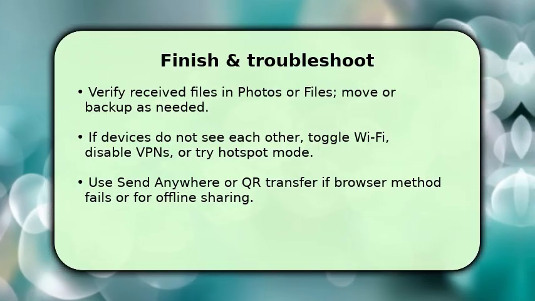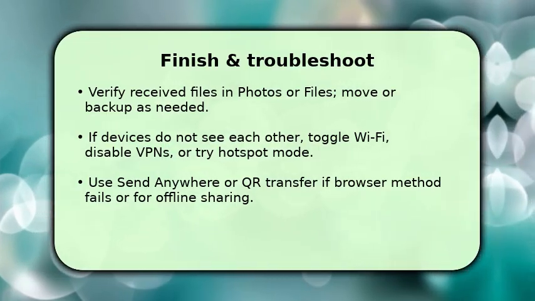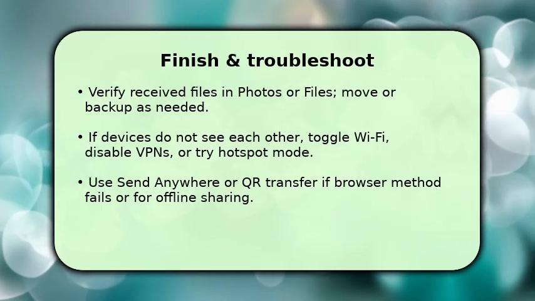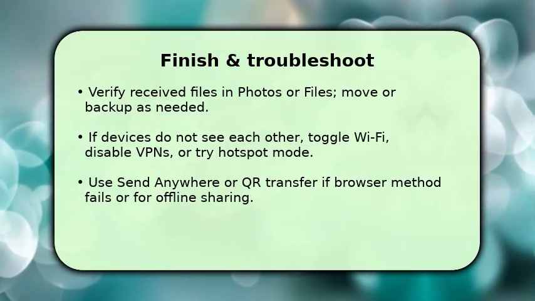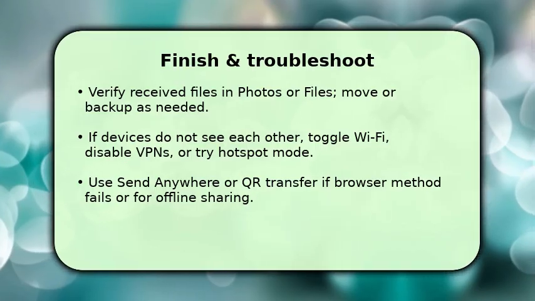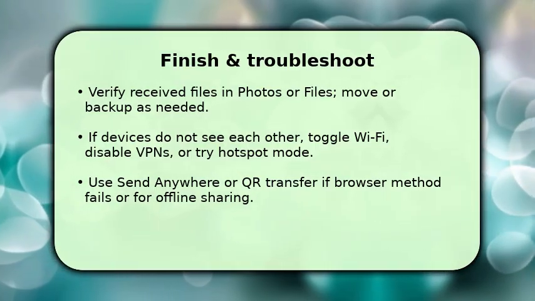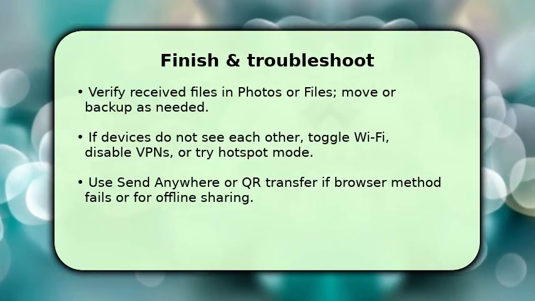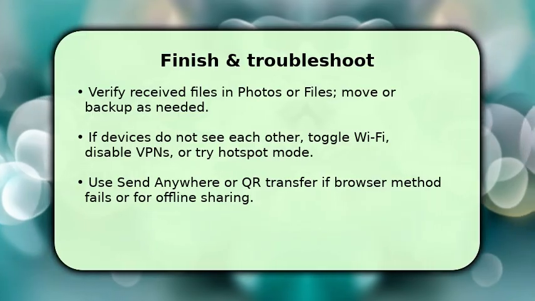If the devices never appeared to each other, make sure both are on the same network, turn off VPNs, or restart Wi-Fi. Alternatively, switch the OnePlus to hotspot and connect the iPhone. One key troubleshooting tip: if the browser relay fails, install a compatible cross-platform app like Send Anywhere, or use QR-based transfer.